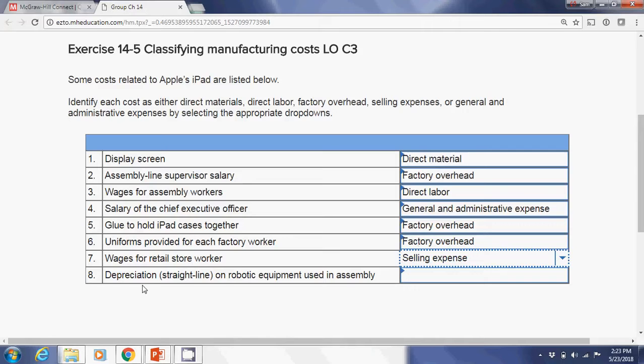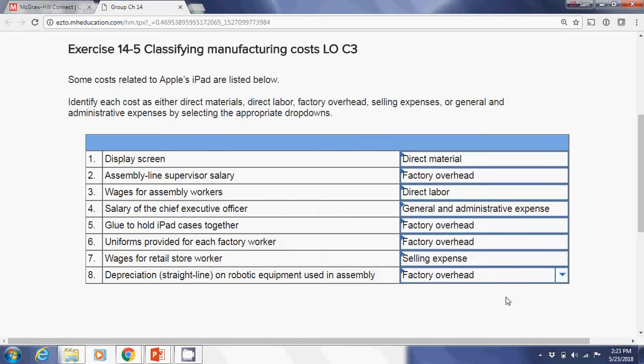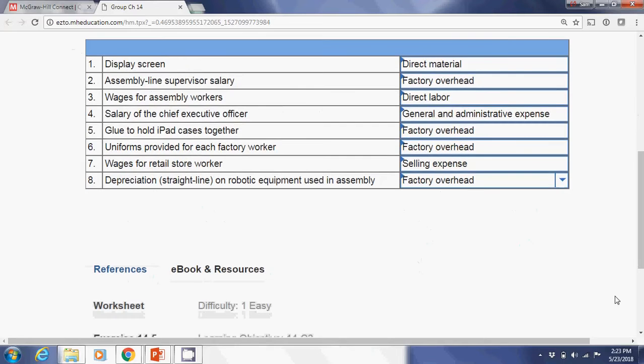And then we've got depreciation, the straight line depreciation on robotic equipment used in assembly. If this were any type of variable, then you might be able to do something else, but I kind of doubt it. It is in the factory though, right? It's in the factory, it's not material, it's not labor, and if it's not direct material and it's not direct labor, it's factory overhead.